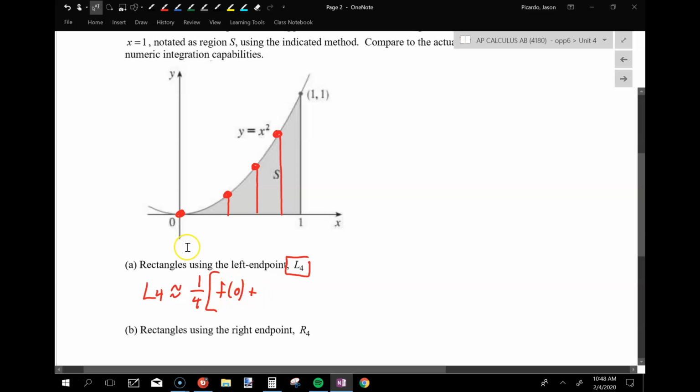And then I'm going to add, okay, where's my next rectangle begin? At 1/4, right? So do you guys agree I'm going to add f of 1/4? And then where's my next rectangle begin? At 1/2. So I'm going to add f of 1/2. And then where's my last rectangle begin? 3/4. So I'm going to add f of 3/4.